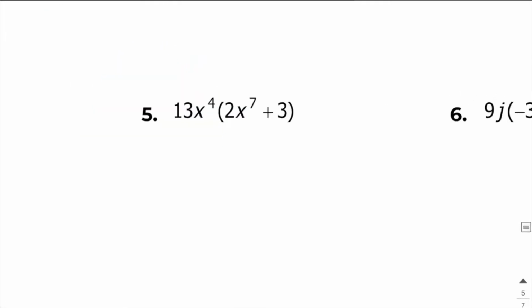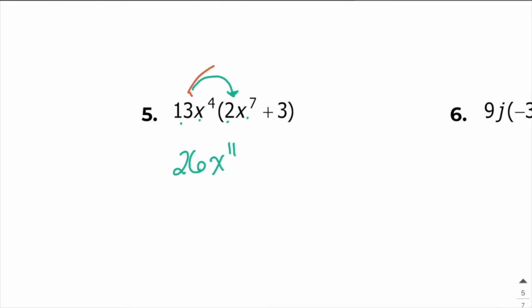Okay, in number 5, I'm going to multiply the 13x to the power of 4 to each one of these right here. So 13 times 2 is 26. And then I've got x to the power of 4 times x to the power of 7. What would that give me? Think about that for a second. Write down what you think it would be. Hopefully you said x to the power of 11 because 4 plus 7 is 11.